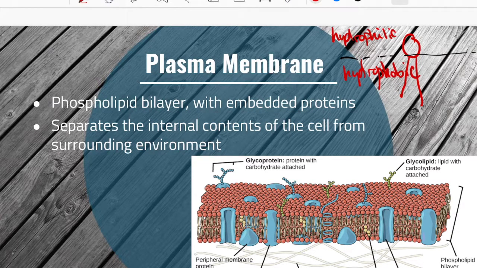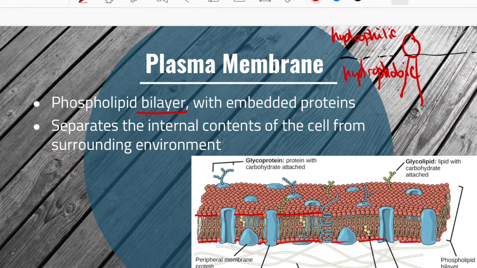Now, the phospholipid bilayer is what makes up that plasma membrane. And if you look at this, you can see that the heads right here are on the outside of the cell. So these heads are going to be exposed to the extracellular fluid, which is going to have water in it. And they're also, if you see, on the inside of the cell, and they're going to be exposed to intracellular fluid, which will have water in it.